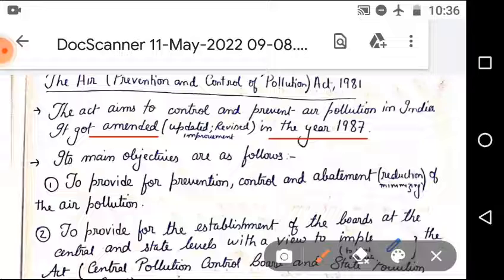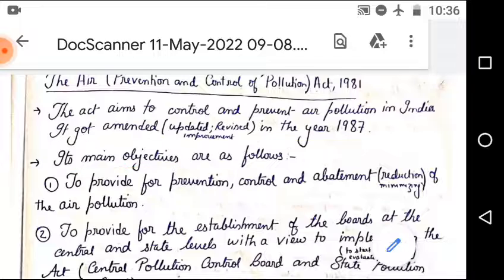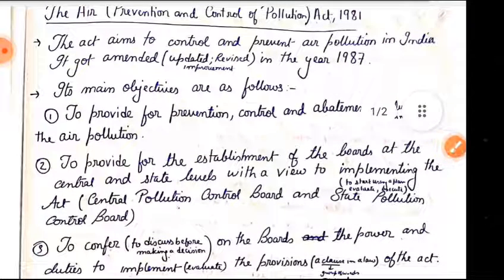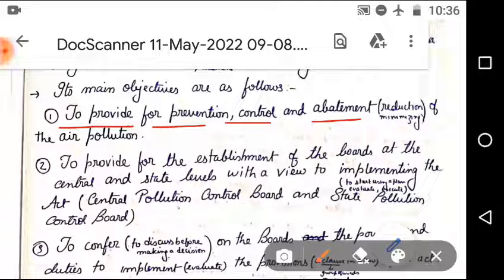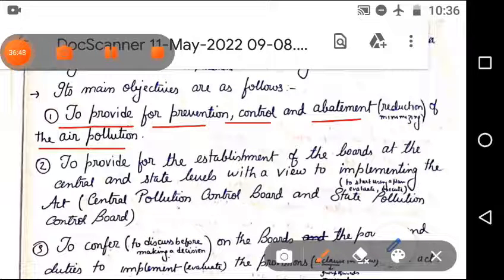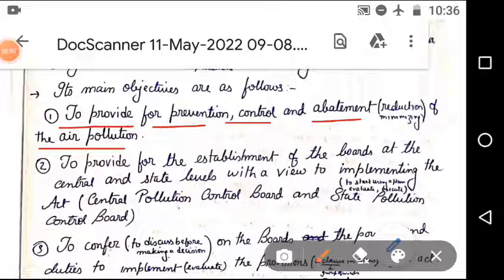So the main objectives of this Air Pollution Act are as follows. The first objective is to provide for prevention, control, and abatement, meaning reduction or minimizing of air pollution. The first aim of this Air Act is to provide for prevention, to control, and to abate. Abatement means to minimize or reduce the pollutants that are polluting the air.